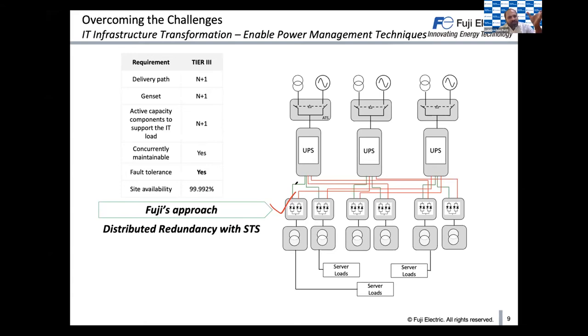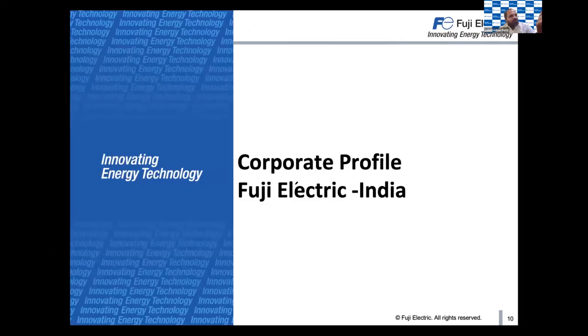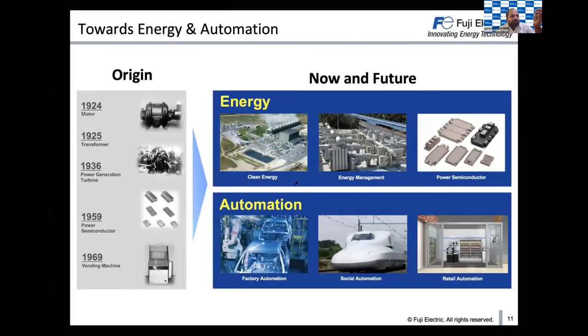Okay, so this is on the technicality. And when I come to Fuji Electric, it is basically a Japan-based multinational company. We were founded in 1924. In 1924, we started manufacturing motors, and then slowly moved into manufacturing transformers, power generation turbines, and semiconductor devices.